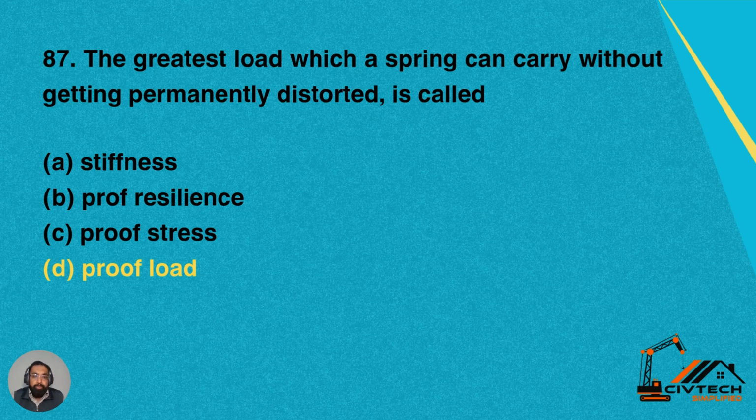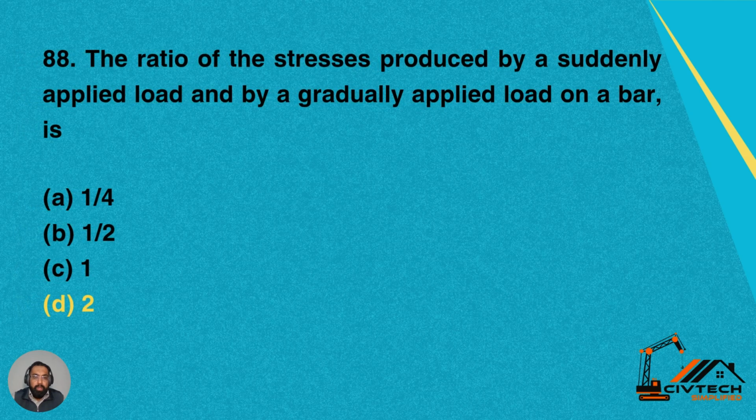Question 87. The greatest load which a spring can carry without getting permanently distorted is called option A, stiffness, option B, proof resilience, option C, proof stress, option D, proof load. So greatest load is proof load. Option D is the correct answer for this question.